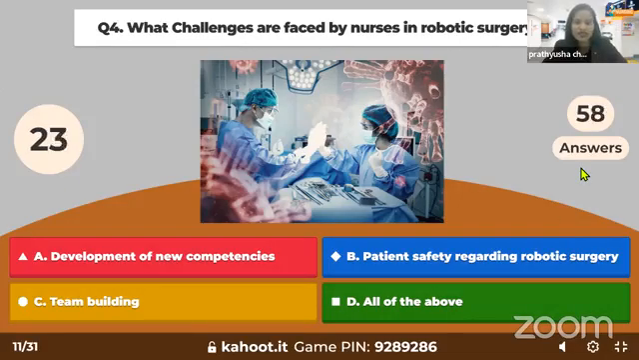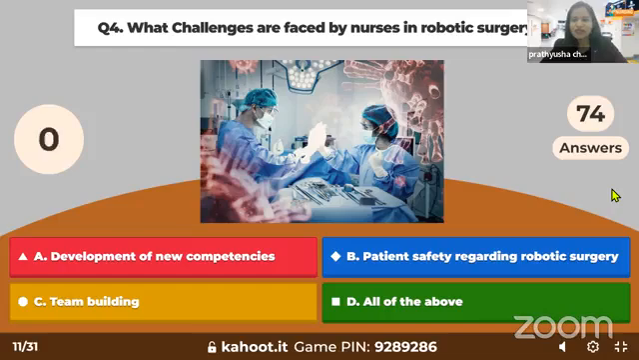Great, doing a good job. So what are the most challenging things that we have in nursing for these robotic surgeries while we are assisting? We have just 5 more seconds to answer this question. What do you think? A, B, C, D is your answer.